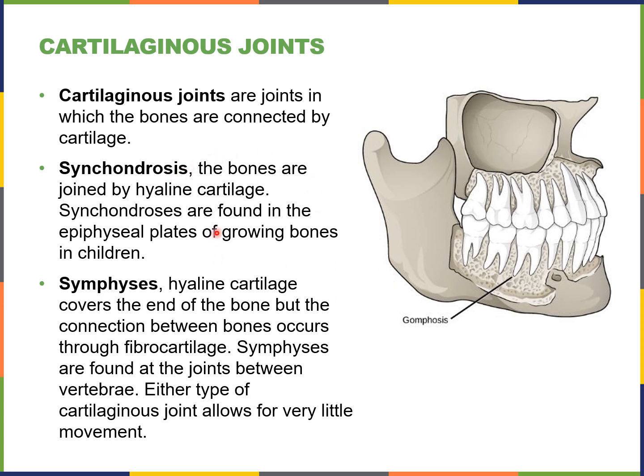with either of these cartilage types, you're not going to see very much movement, right? We don't want to have these joints moving too much, or we could be dislocating or breaking different parts of our body as well. You can see the gomphoses that I was talking about, or the gomphosis that I was talking about in the last slide, right here as well.